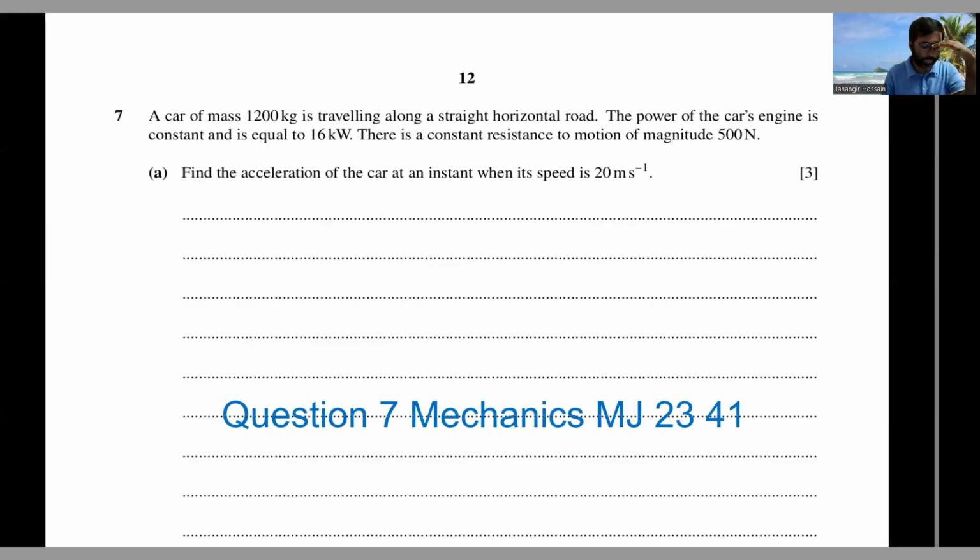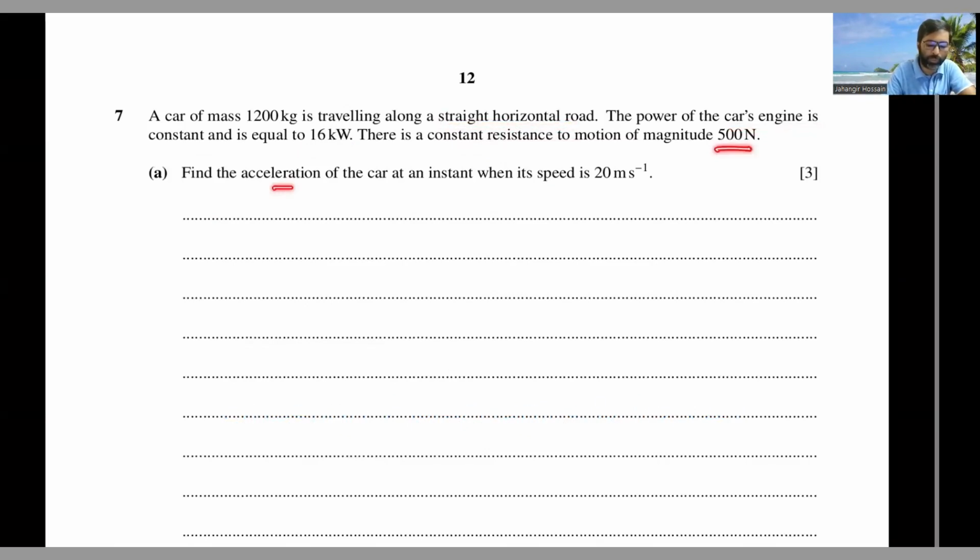The next question: a car of mass 1200 kg is traveling along a straight horizontal road. The power of the engine of the car is constant and is equal to 16 kilowatts. There is a constant resistance to the motion of the car of 500 newtons. Find the acceleration of the car when the speed is 20 meters per second.